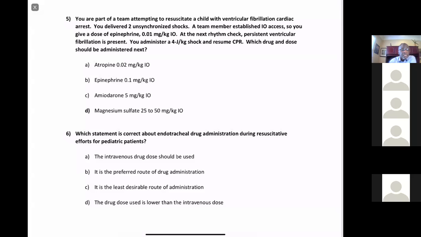Which statement is correct about endotracheal drug administration during CPR? 1, the intravenous drug dose is used. 2, it is the preferred route of drug administration. 3, it is the least desirable route of administration. 4, the drug dose used is lower than the IV dose.